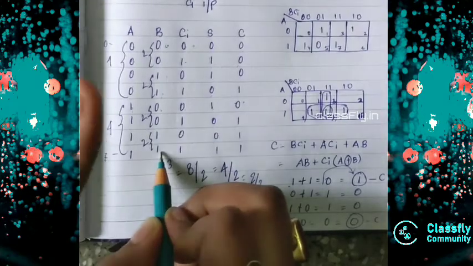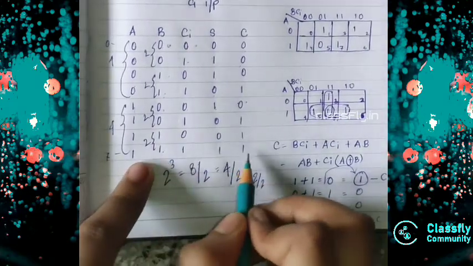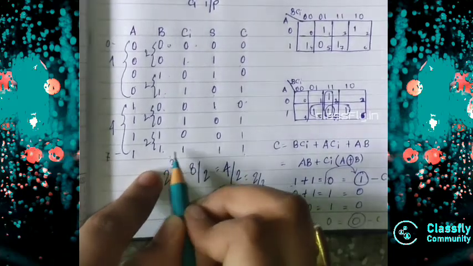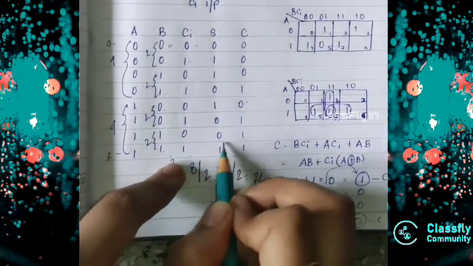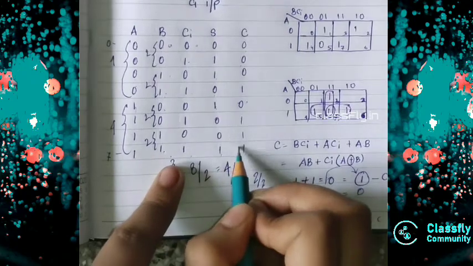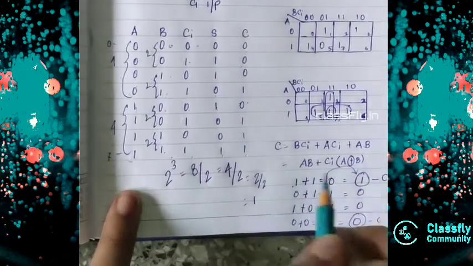But we are still having a carry, right? So that carry we will sit first here. And now 0 plus 1 is 1. So we are getting sum is also 1 and carry is also 1. This is the twist in the last row.